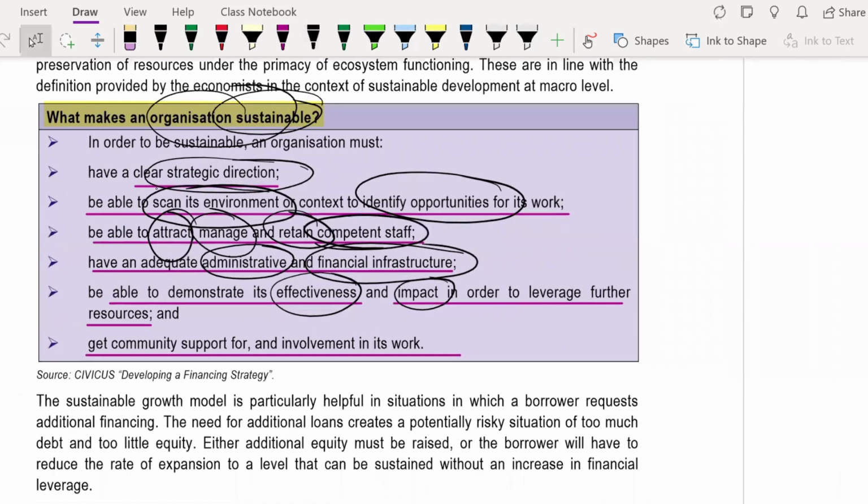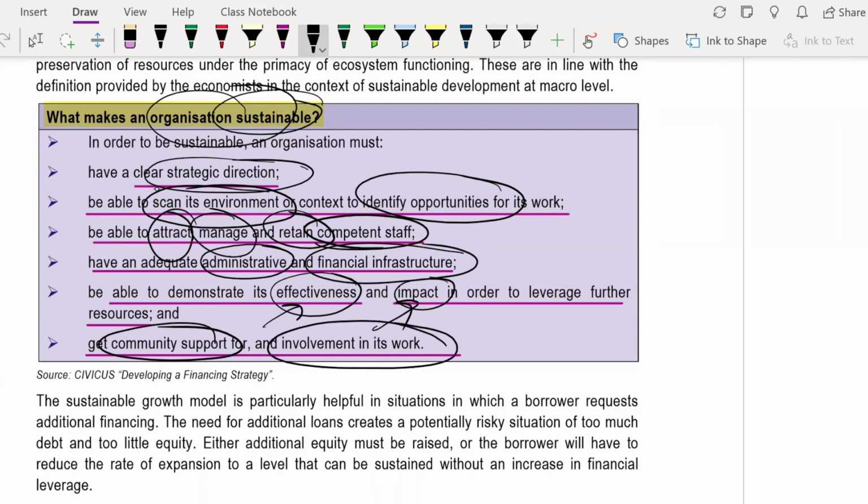In case you need more resources in the future, like more competent staff, your company must be able to demonstrate to prospective employees that it is effective and creating an impact in the society and is going to make it big in the future. The employee who comes to work for the organization will also be able to grow very well because the firm is also going to grow. And then you must have community support. The society must support you in order for you to grow, along with involvement in its work.